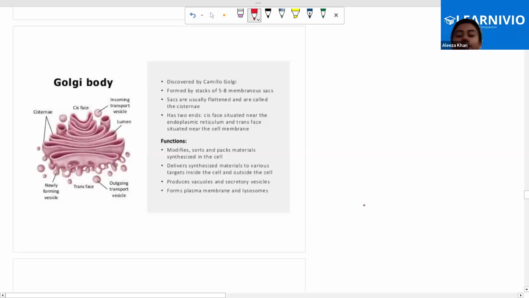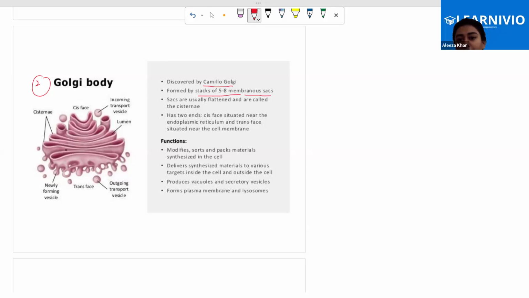Okay, now let's talk about the Golgi bodies. This is another cell organelle which resembles the endoplasmic reticulum. It was discovered by the scientist Camillo Golgi. If you observe here, these are a form of stacks, yes or no? One, two, three, four, five, six. So you have the Golgi bodies arranged in stacks of 5 to 8 membranes. These are the membranes in the form of stacks.